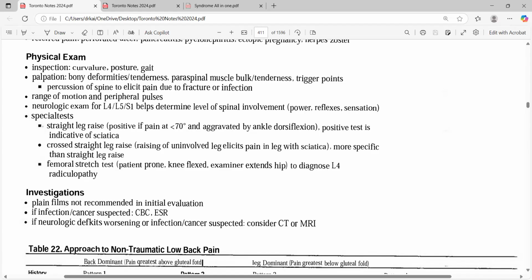Sometimes you do get questions like that where you are not performing the test, but you have to keep in your head that straight leg raise test is positive in which disease. So it's positive in sciatica. Okay. A cross straight leg raise test is also positive in sciatica, and then femoral stretch is common in radiculopathy. So keep in your head what are the most common ones.